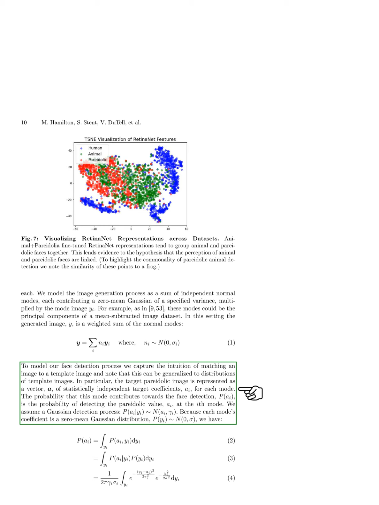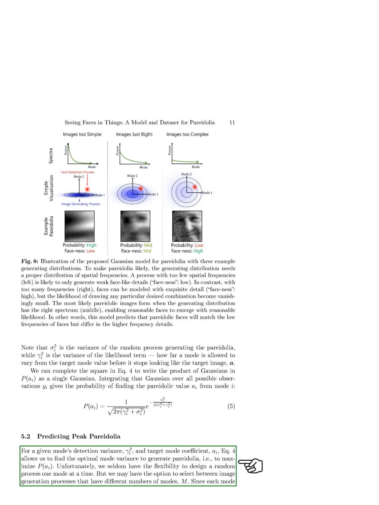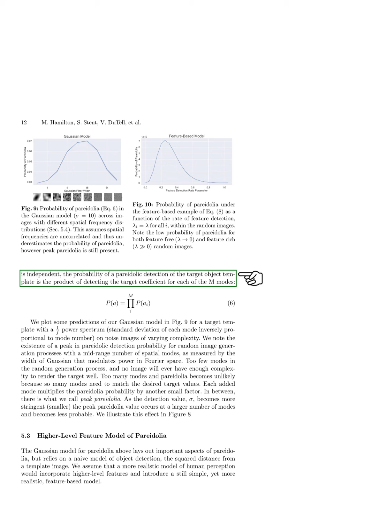We note that the variance of the random process generating pareidolia and the variance of the likelihood term are crucial for understanding how closely a mode must match the target image. To predict peak pareidolia, we analyze the optimal mode variance for detection. While we often cannot design a random process for each mode individually, we can choose between processes with different numbers of modes. The probability of detecting the target object is the product of the probabilities for each mode.